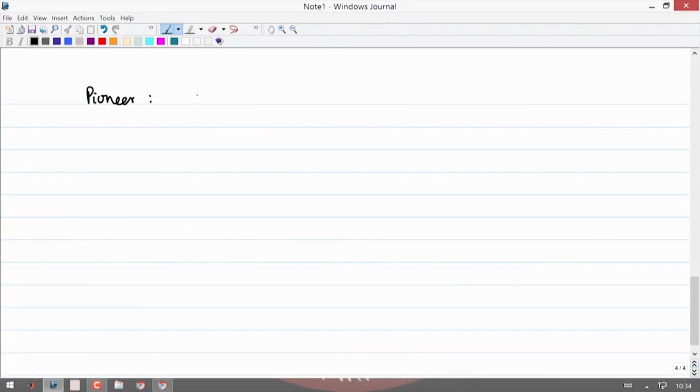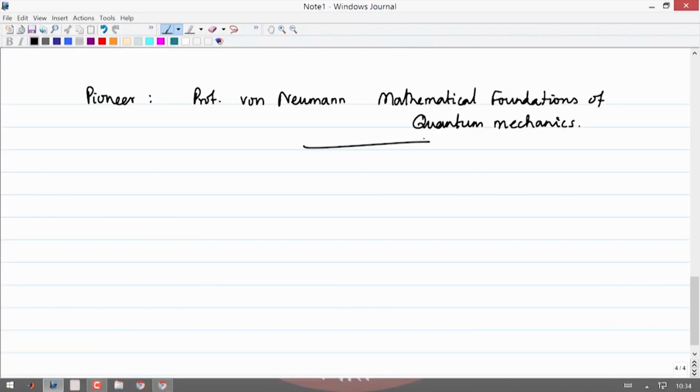In the beginning was Professor von Neumann, who published a very famous book known as the Mathematical Foundations of Quantum Mechanics. The mathematics in this course and in many other advanced courses in quantum mechanics have all built on the fundamentals and the foundational methods which were first proposed by Professor von Neumann.